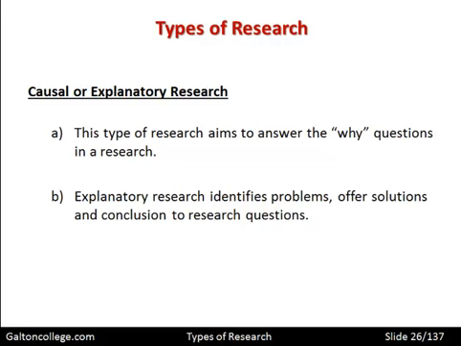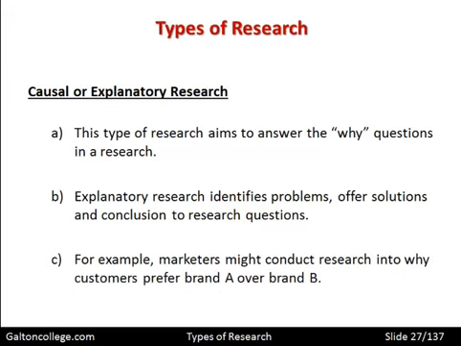What are the connections? Why does this group of consumers like the product and that group of consumers not like the product? Why? Find an answer. For example, marketers might conduct research into why customers preferred brand A over brand B. Why is it in a given area that customers prefer brand A? Why do they ignore brand B? Perhaps brand B is cheaper, but yet it's not purchased. Why is that the case? Why? So it's causal or explanatory research that's called into play.